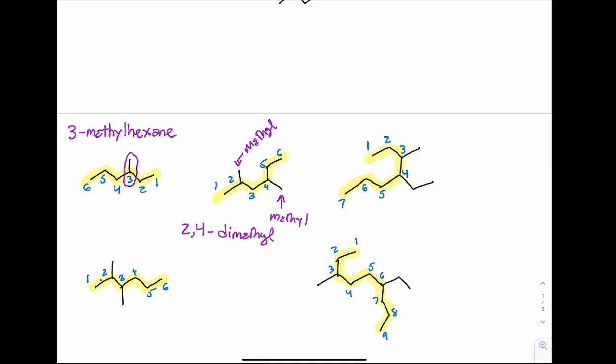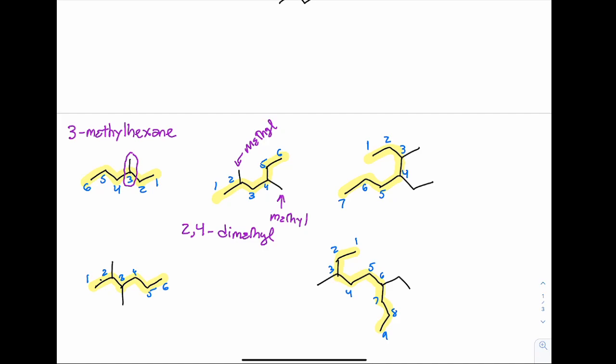Anytime you have di, you have to have 2 numbers. I have to know where they both are, even if they're on the same carbon. Let's say I had 2 methyl groups on carbon 2. Let's say I had something like that. I would do 2,2 dimethyl. So if you're using di, you have to give me 2 numbers. If you're using tri, you have to give me 3 numbers. You're always going to put commas between those numbers.